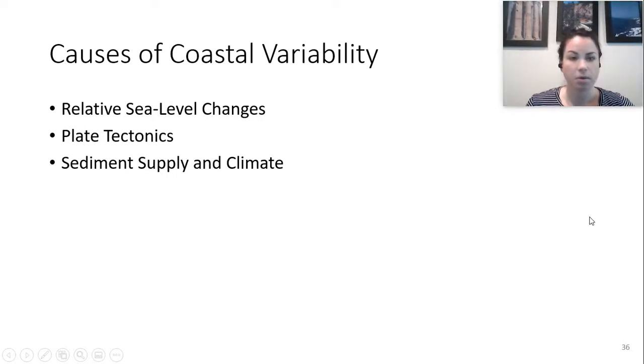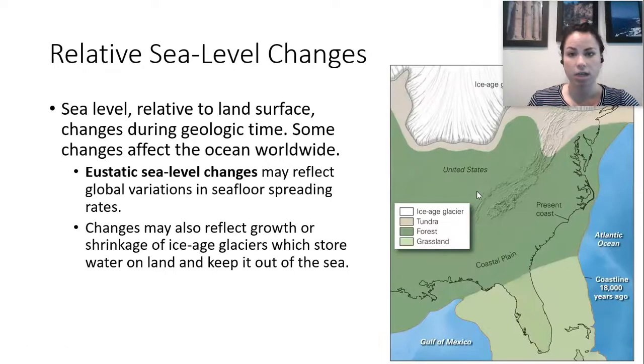All right, so let's talk about some causes of coastal variability. We're going to go over these in a little bit more detail. First is relative sea level changes, and we're going to talk more about sea level change in the climate change lecture in just a little bit. As sea level changes, that means water rises or falls relative to the land surface, and these changes can occur over geologic time. We do see sea level changes within our lifetime, a human life, but we also see quite a bit of fluctuation of sea level in geologic time.